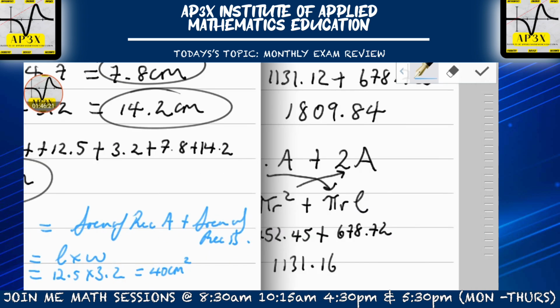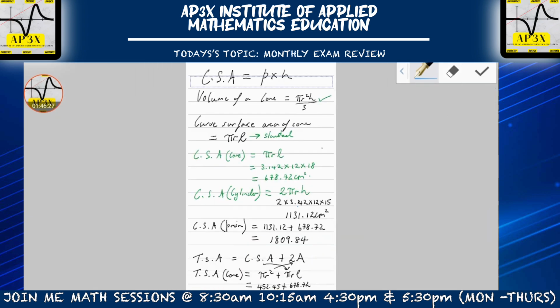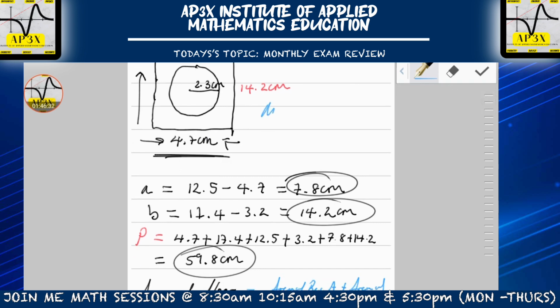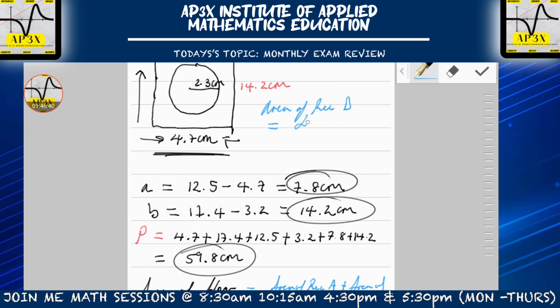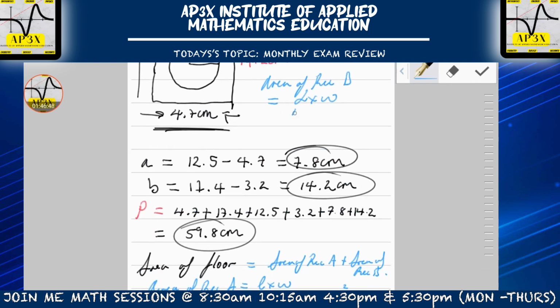And then of course, the area of rect B. Let's go up here, keep it on one page. The area of rect B is equal to length times width. So rect B is going to be 14.2 multiplied by 4.7. That's 66.74.